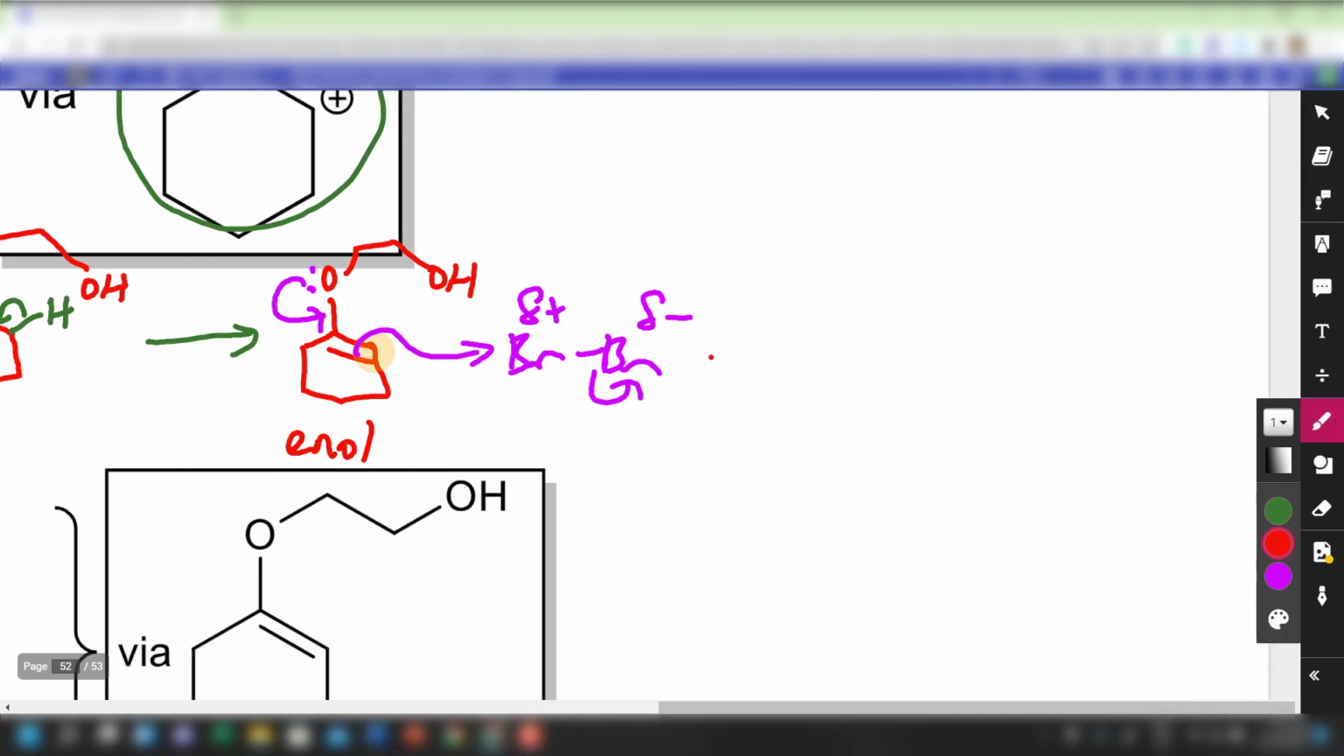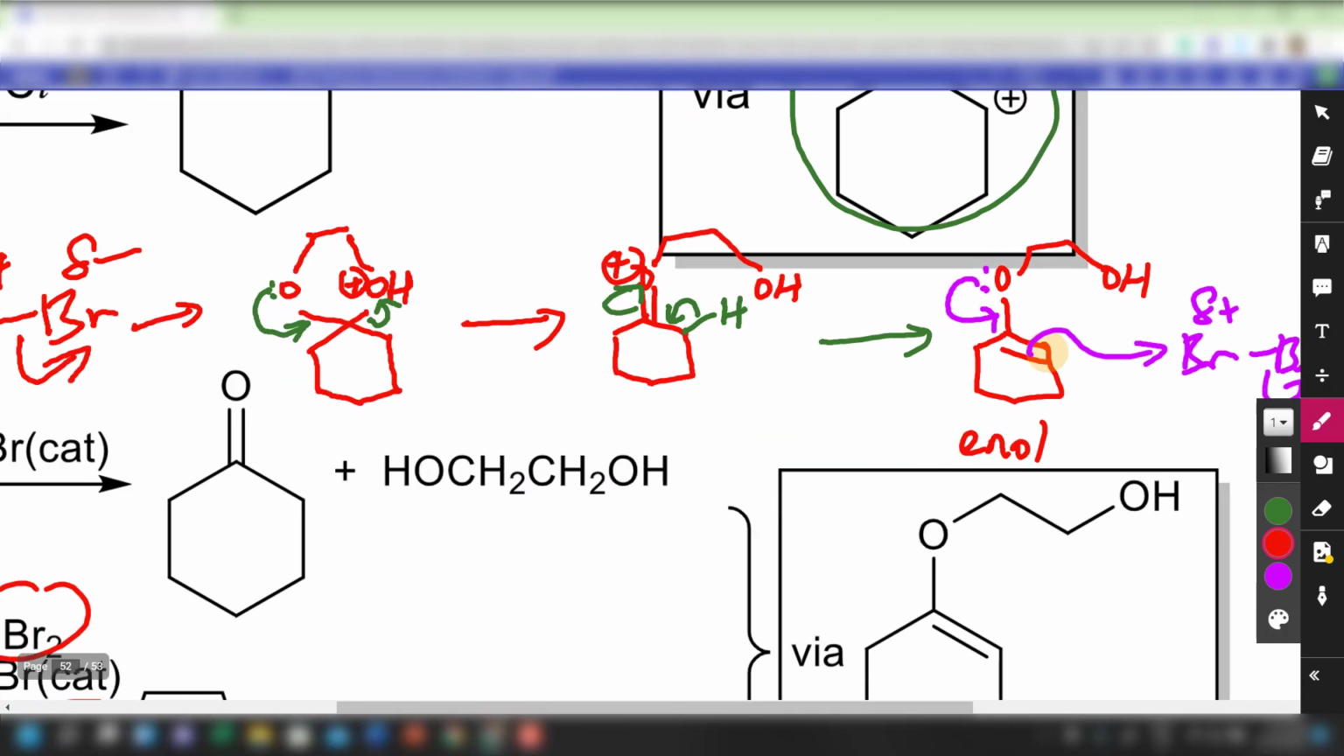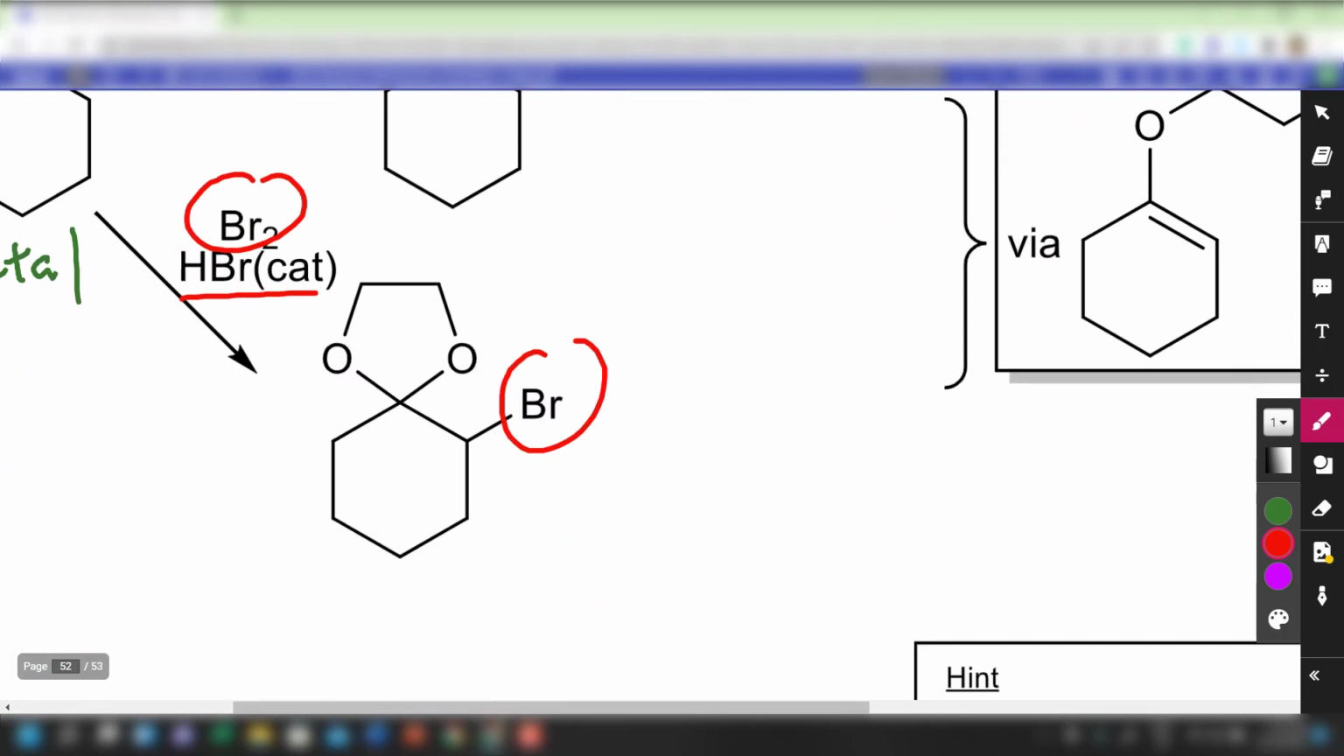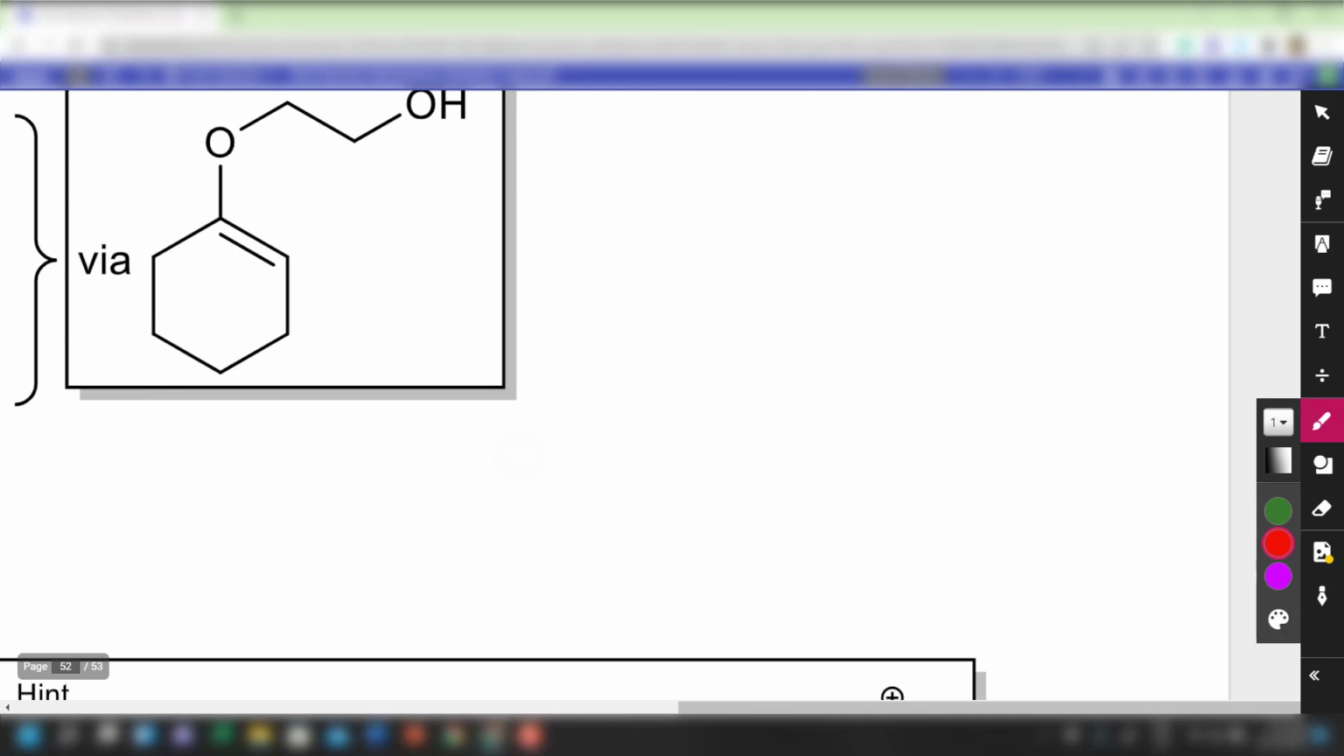We really don't know. So after that, we are going to get a C=O double bond here, and then we have a Br. And then we're just going to get the OH in here with a plus charge. Then in that case, how do we get back this particular ketal? That will be straightforward.